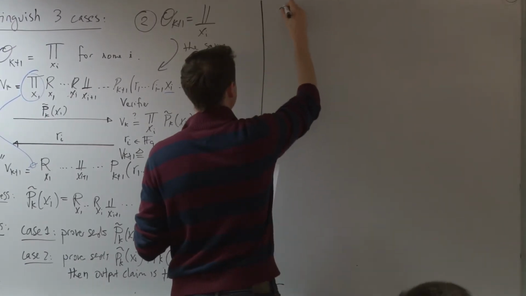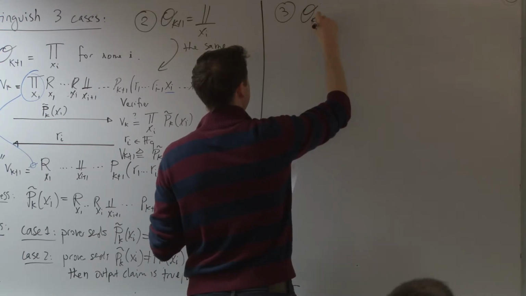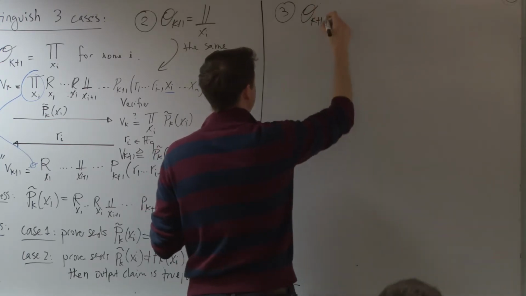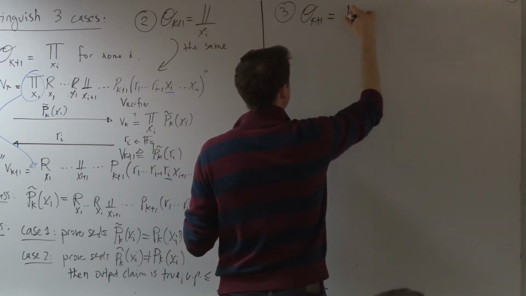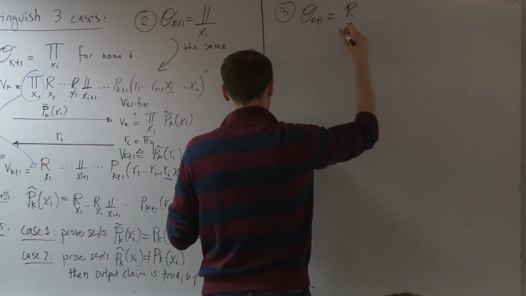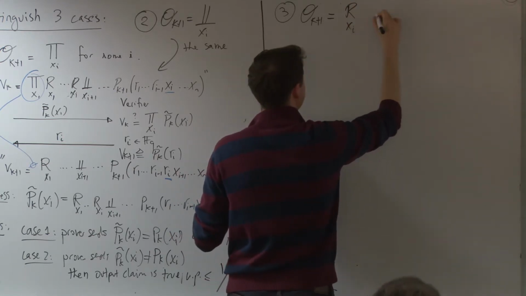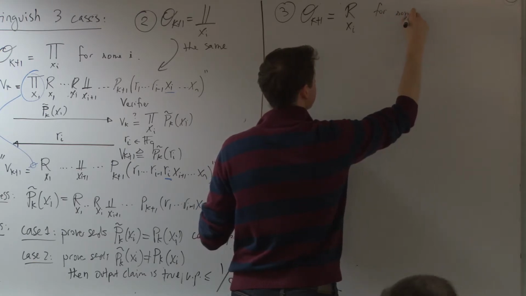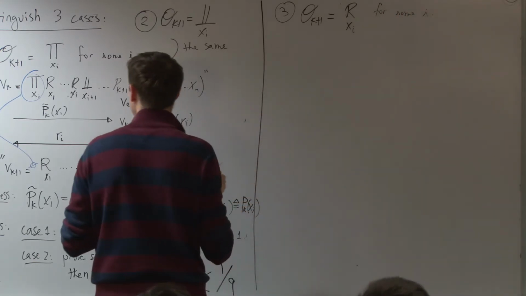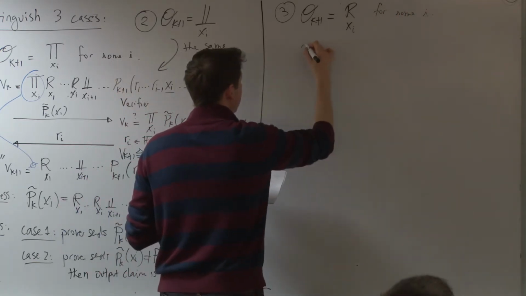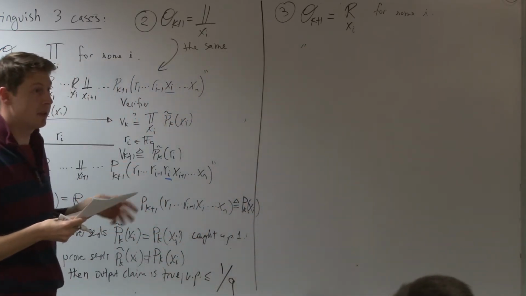So now we have case 3, where phi k, so script O of k plus 1 equals r x I for some I. Like before, we would like to get a more concrete sense of how the statement looks.